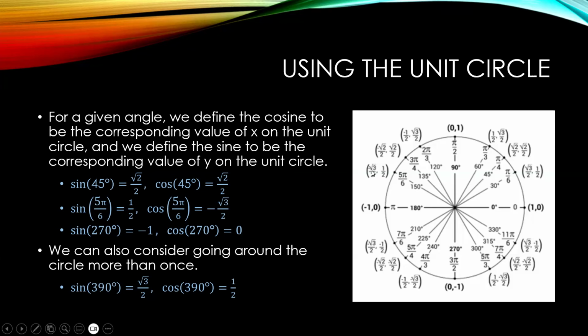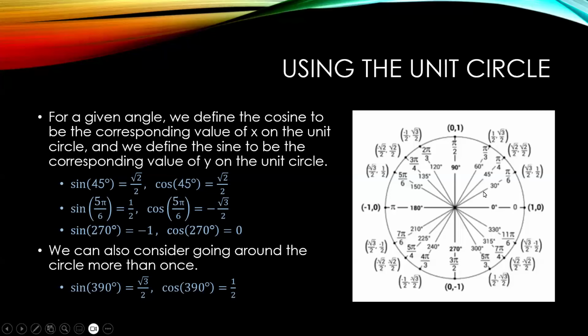We can even go around an extra time. If we do 390 degrees, that would be a full revolution and then 30 degrees more. And so the sine is going to be, I don't know about that. Oh, did I make a typo here? Our sine of 390 degrees should be 1/2, and our cosine of 390 degrees should be root 3 over 2. Hate when I have typos like that.